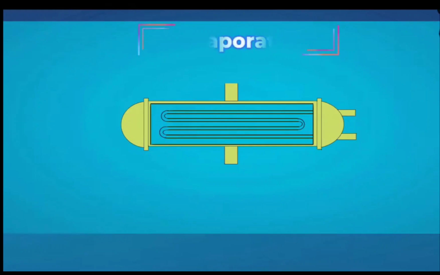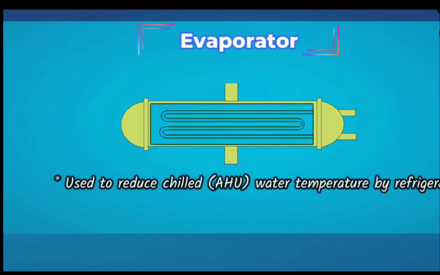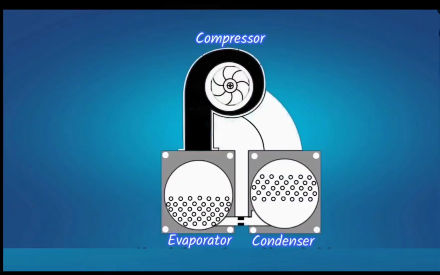Last, the evaporator. The evaporator reduces the temperature of the water coming from the AHU with the help of the refrigerant and sends it back to the AHU. Now, let's see its working principle.